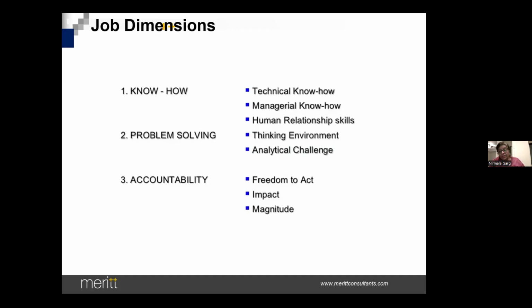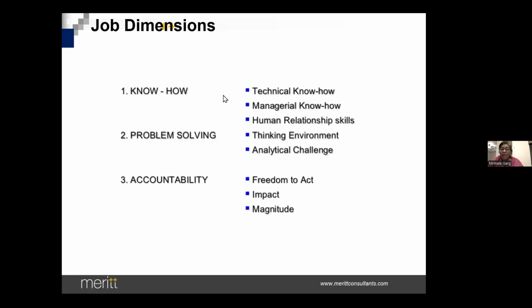So how many compensable factors? It has essentially 11 compensable factors, that is, three main compensable factors. Now, what are they? You would say, hey, but three and they are able to do it. Now, let me tell you the interesting fact about this. Know-how, problem solving, and accountability. These are the main compensable factors. Okay. Now, each of these compensable factors has again sub compensable factors.